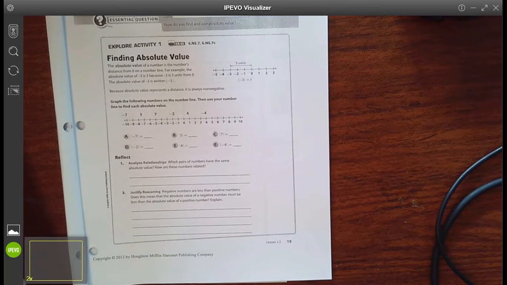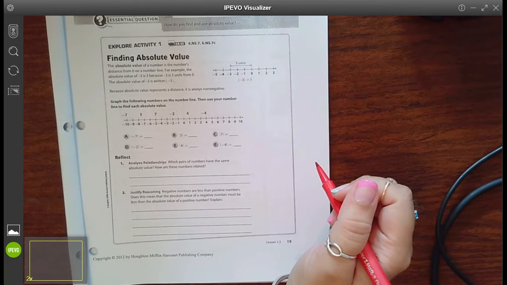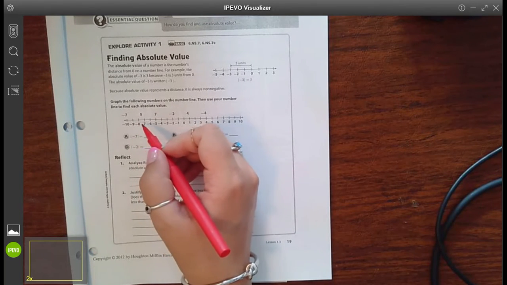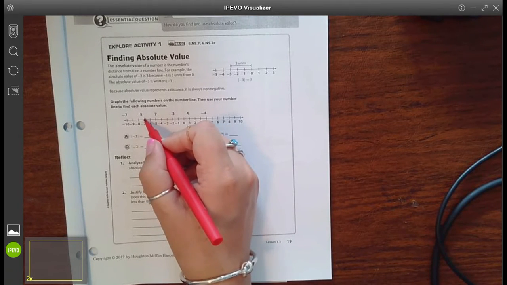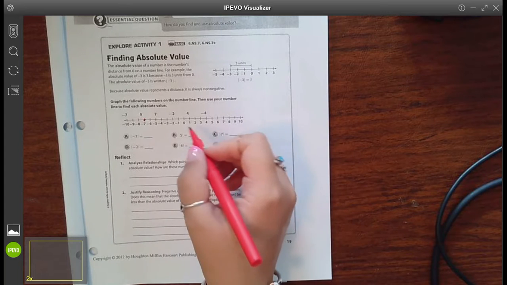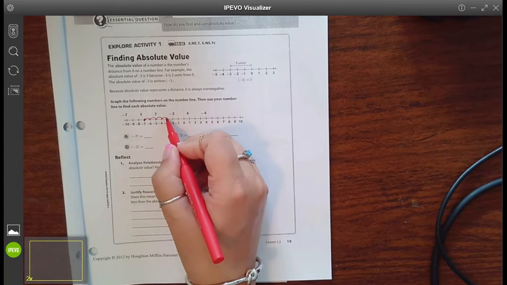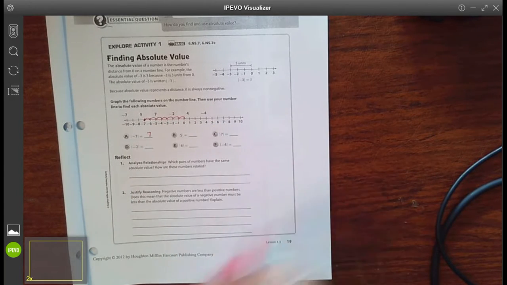All right. The first one says, graph the following numbers on the number line, then use it to find the absolute value. So the absolute value of -7. Well, -7 is where? Right here. Okay, -7 is how far from 0? It's 1, 2, 3, 4, 5, 6, 7 away. So -7, the absolute value of that is 7. And when I write the answer, I get rid of those absolute value bars.